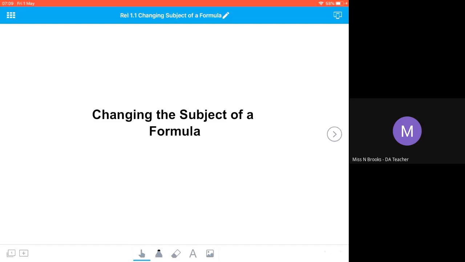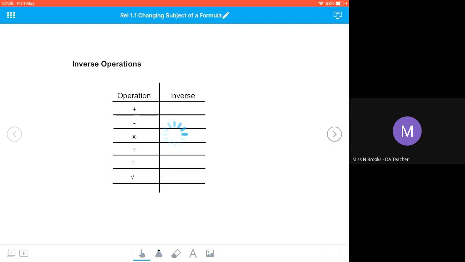So if you have 4x plus 3 equals 12, then by changing the subject of your formula to x, you're solving your equation. So the first thing we need to do when we're looking at changing the subject of a formula is think about our inverse operations. Because basically what you're trying to do is undo what has been done to that variable.